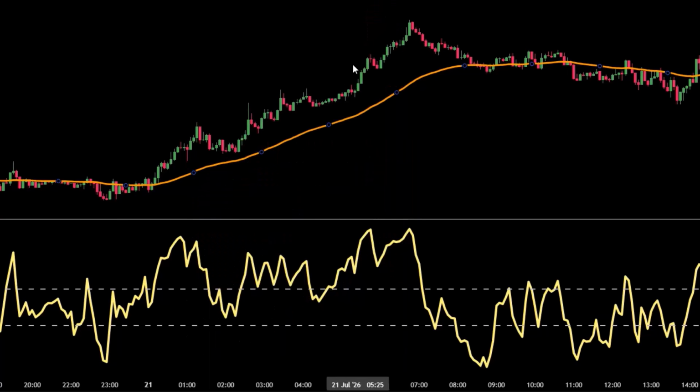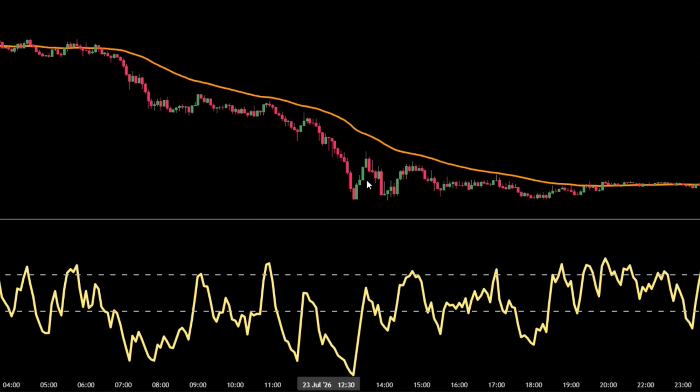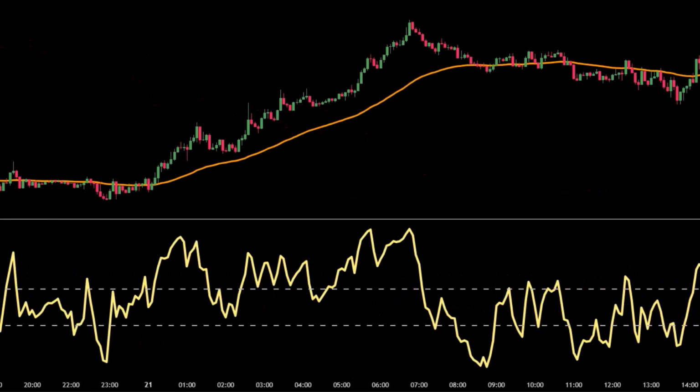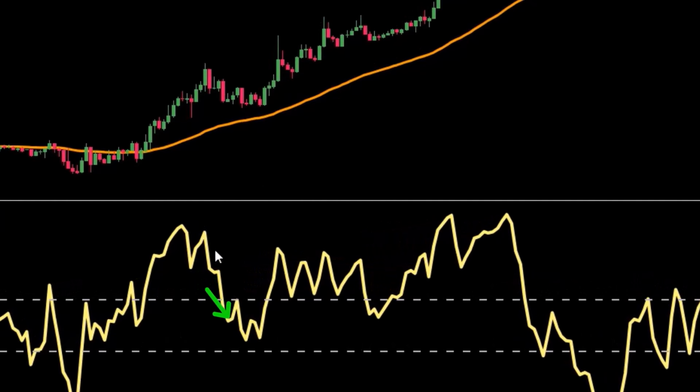The EMA 50 helps us understand who is currently in control, buyers or sellers. When price is above the EMA 50, we focus only on buy opportunities because the market has bullish momentum. When price is below the EMA 50, we focus only on sell opportunities because the market has bearish momentum. But remember, EMA 50 is not our entry signal, it's only a filter. For example, when price is above EMA 50, we wait for RSI to pull back toward 40. We don't buy immediately. We wait for RSI to turn upward and for price action to confirm that buyers are returning.